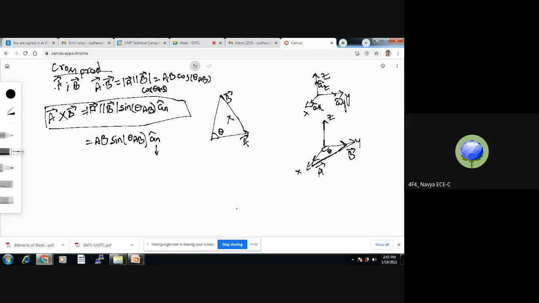Yes, ma'am. So perpendicular or normal to the plane of the two vectors. If A is taken along the x-axis and B is taken along the y-axis, the perpendicular to this xy plane is z, mutually perpendicular. So I can write it as AB sine theta AB into AN bar.